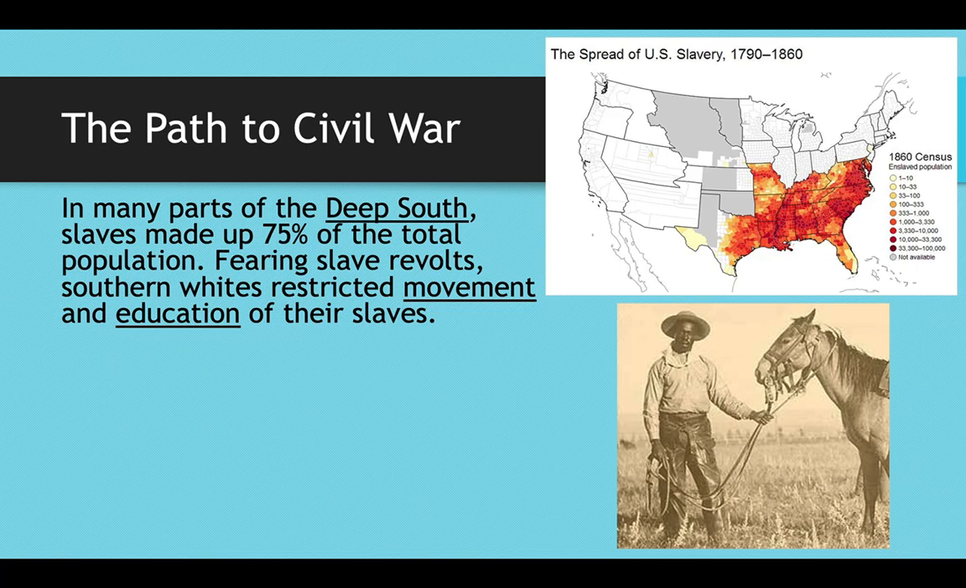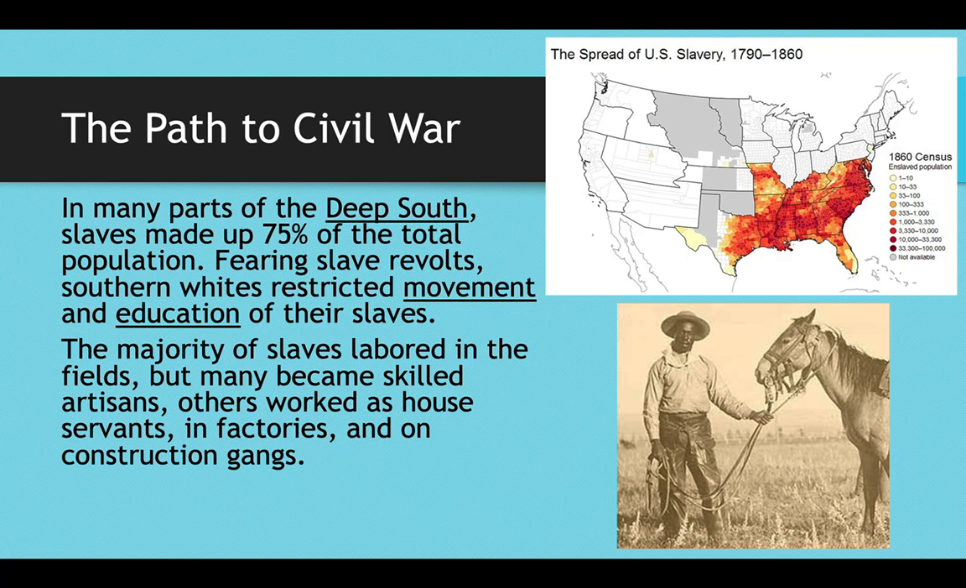Now, in many parts of the Deep South, slaves made up about 75% of the total population. Looking at the map there of the 1860 census, there were some portions of the South, for example, in South Carolina, where slaves far outnumbered whites. Now, fearing slave revolts, because in some places blacks outnumbered whites, Southern whites often restricted both the movement and the education of their slaves. They thought that if their slaves were allowed to move from place to place, they could talk to others and maybe get the ideas to revolt. And they believed that if they were educated, they could learn about how this is not the way everybody lives, this is not the way we are supposed to live, and then desire to revolt as well.